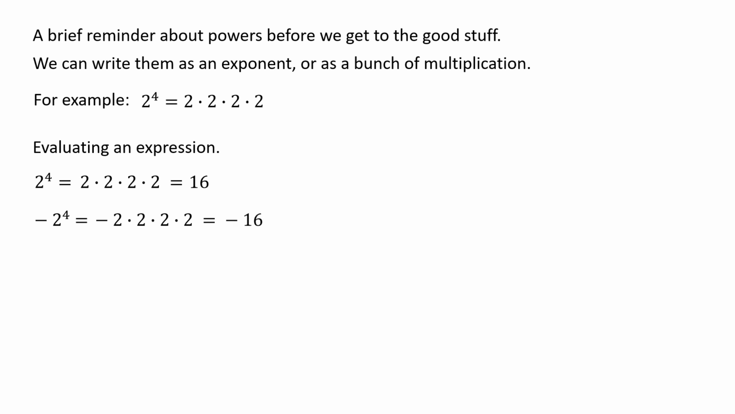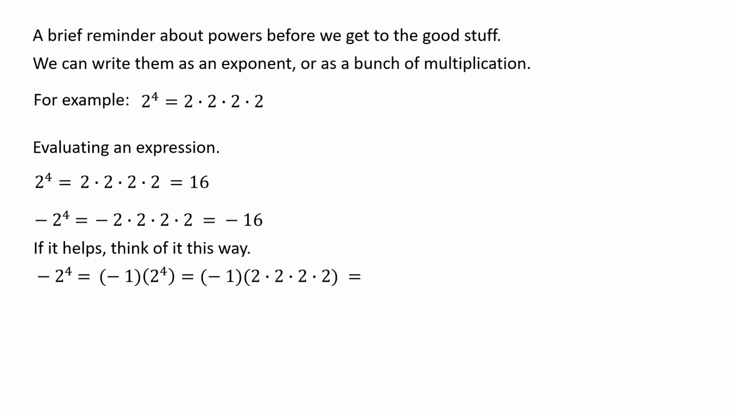Notice the negative symbol just sits there. Big difference. I'll show you in a moment. Sometimes it helps if you think of that as being like -1 times 2 to the 4th. Then it's more clear because you're like, hey, 2 to the 4th is 16, so I've got -1 times 16. That might make it more clear why it's -16.